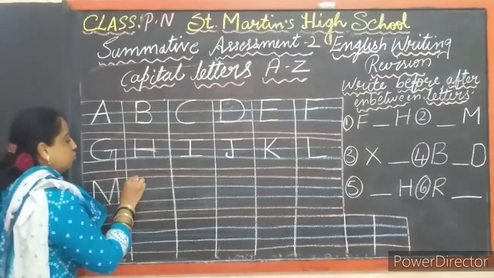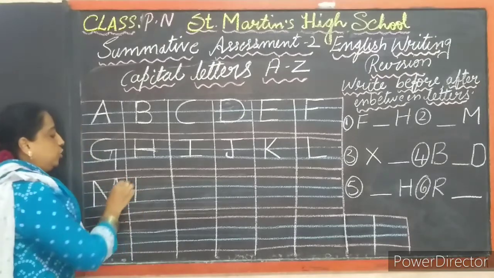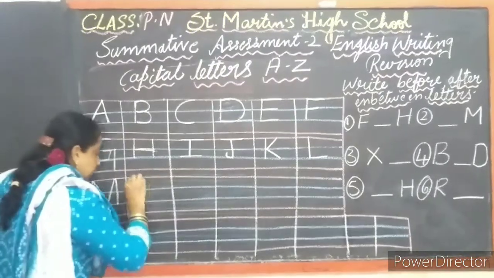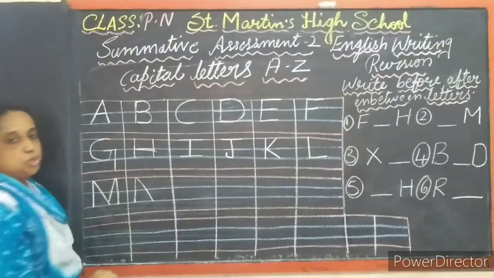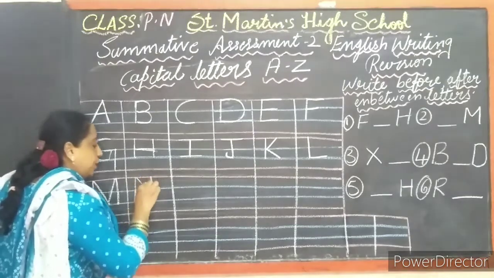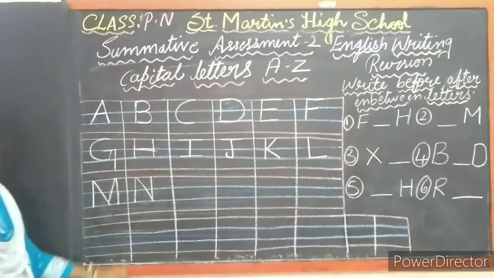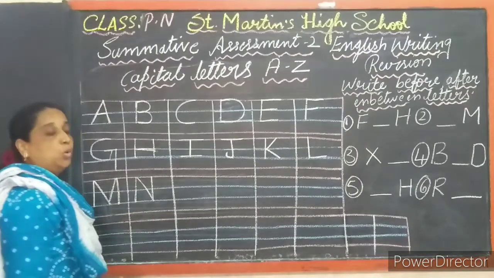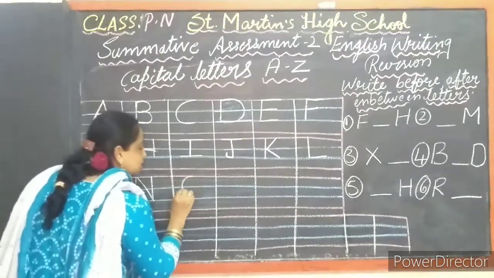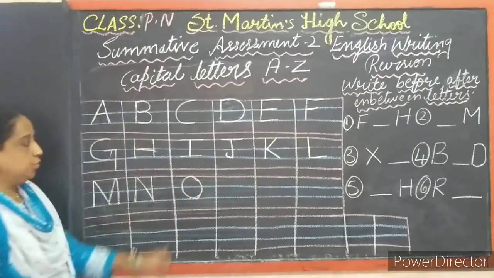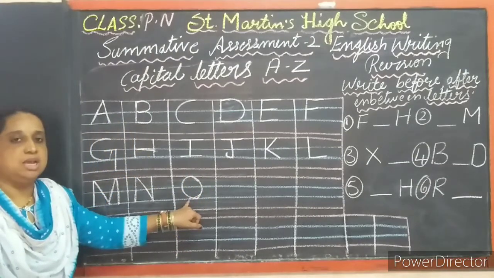N. For N also, draw one standing line from the top red line to the second blue line, and one left slanting line from the top red line to the second blue line, and one more standing line from the top red line to the second blue line makes letter N. After N, what letter will come? O. Draw one circle makes letter O. This is letter O. After O, what letter will come?